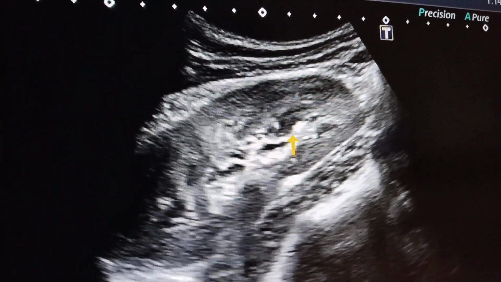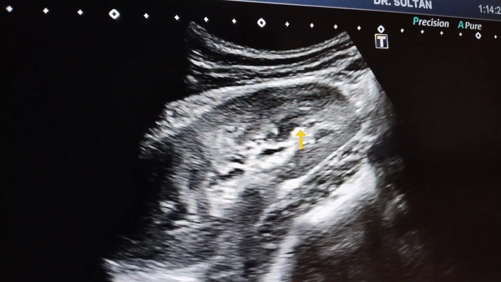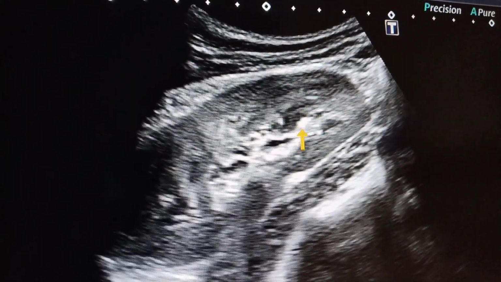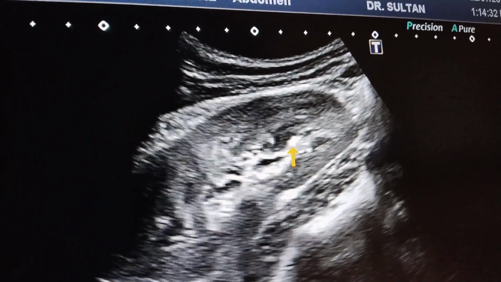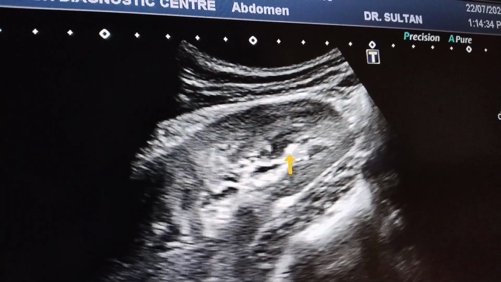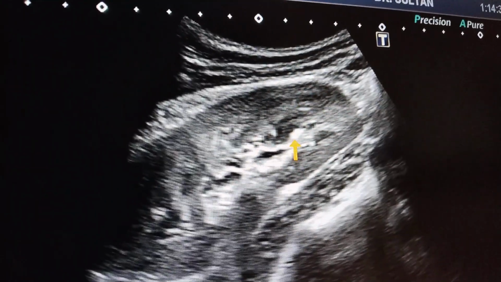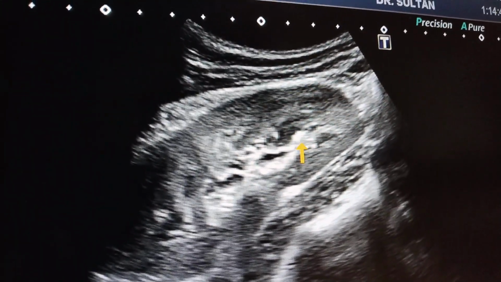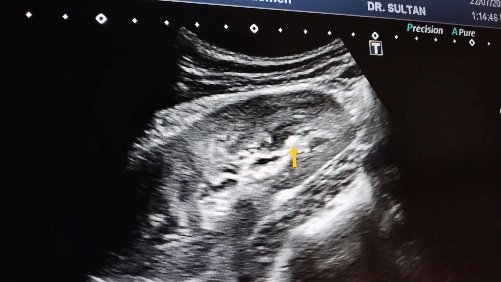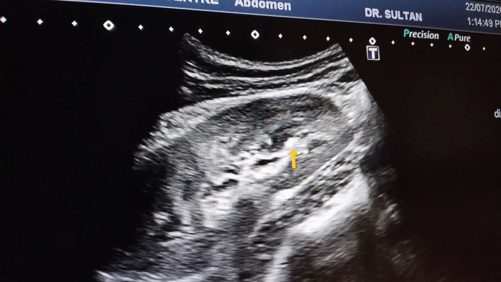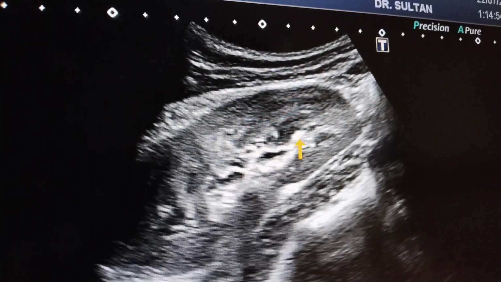tiny stone in the lower pole calyx. When we call it tiny, we can say microlithiasis. Tiny stone is a general term we can say in the reporting, as opposed to macrolithiasis. Whenever we talk about a tiny stone, we should always tell the location of the stone so that the urologist is aware of the definite location of the stone, number one.